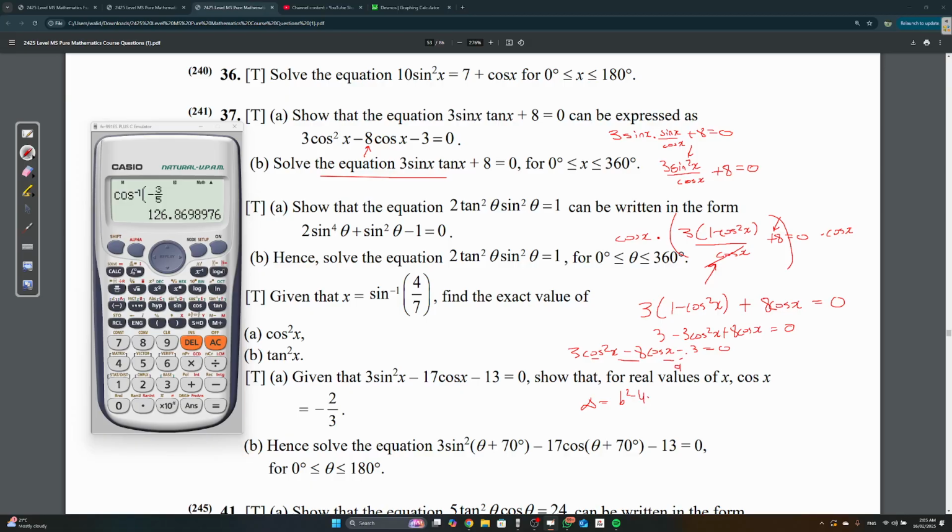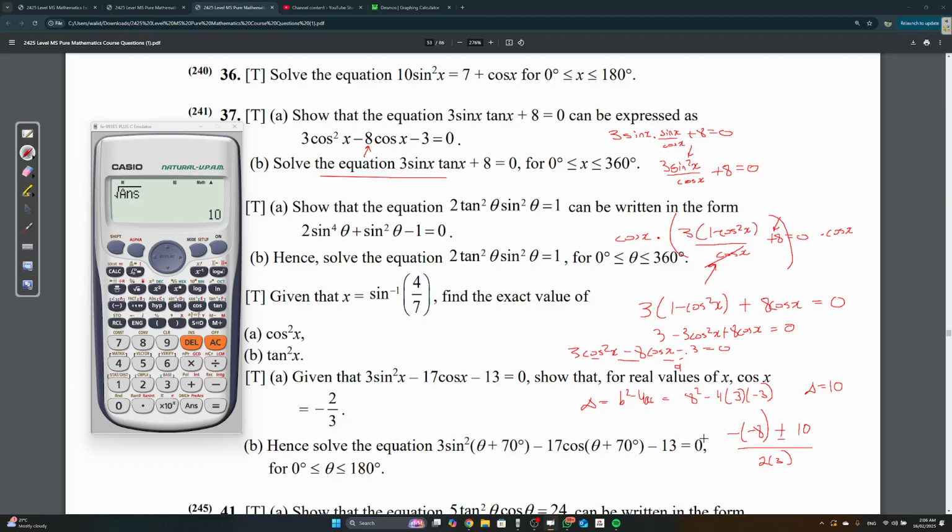B squared minus 4ac. So it's going to be 8 squared minus 4 times 3 times negative 3. Oh, but it can be factored, maybe, I don't know. Okay, so you get delta is equal to 10. So do the quadratic formula: minus b plus or minus the square root of b squared minus 4ac, over 2a. So it's going to be minus b, which is minus 8, plus or minus 10, over 2 times 3.